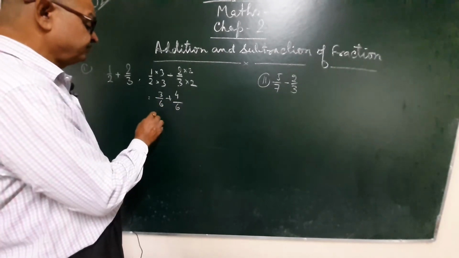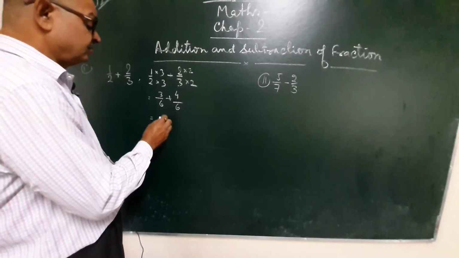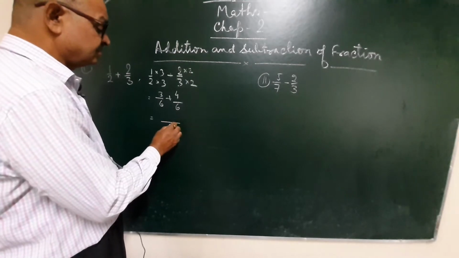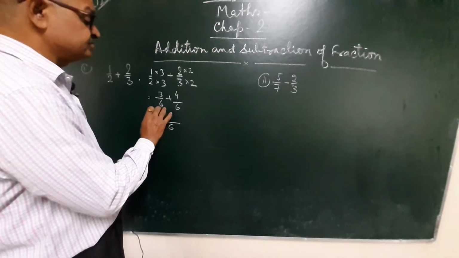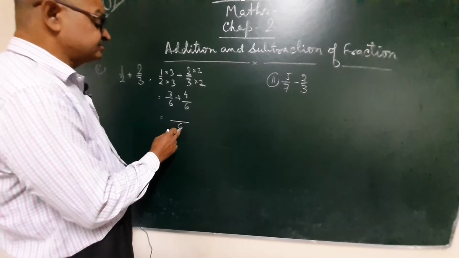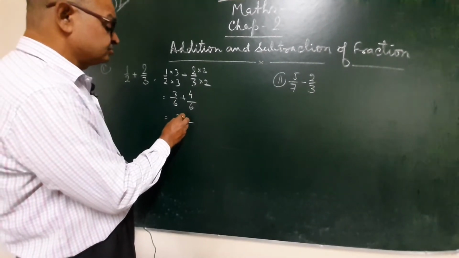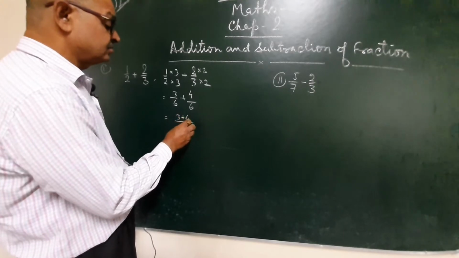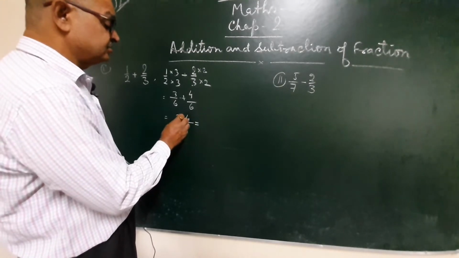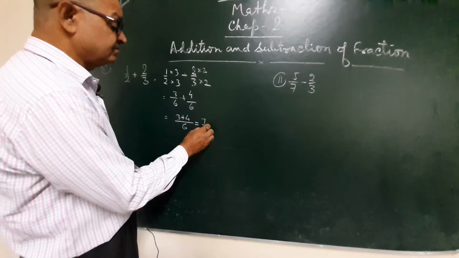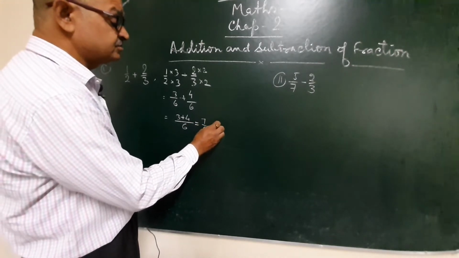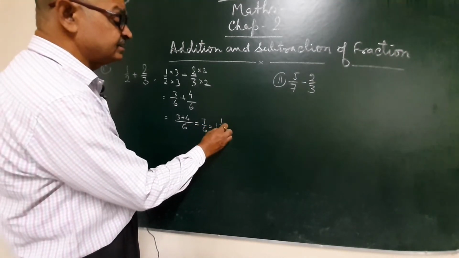So we take the LCM. Both are 6, so the LCM is 6. Here it is 3 plus 4, so we write 3 plus 4 equals 7 by 6, which equals 1 whole 1 by 6.